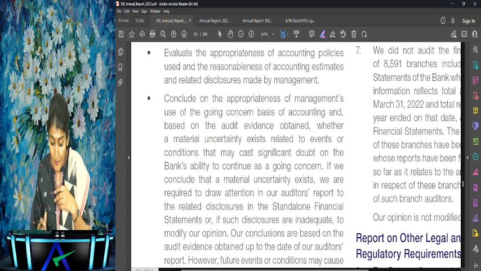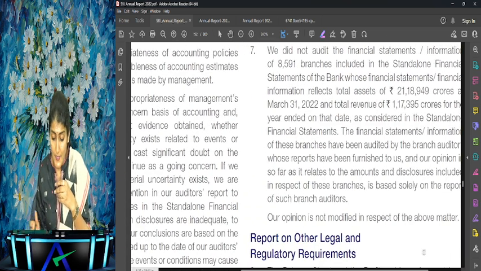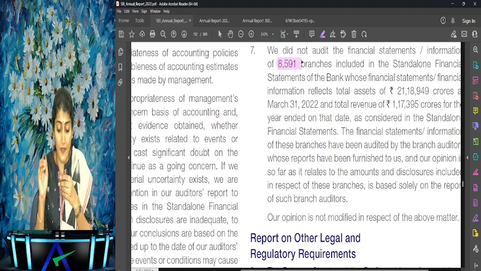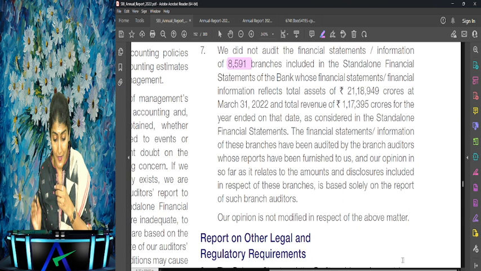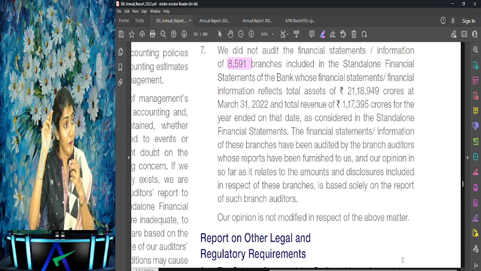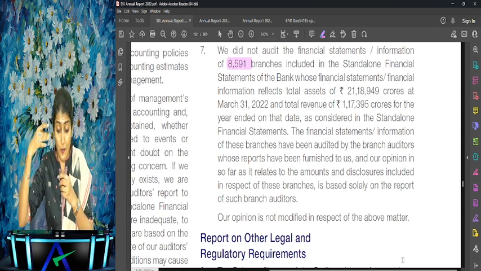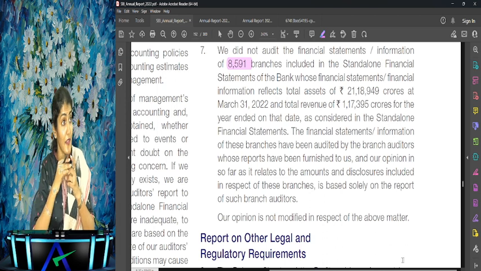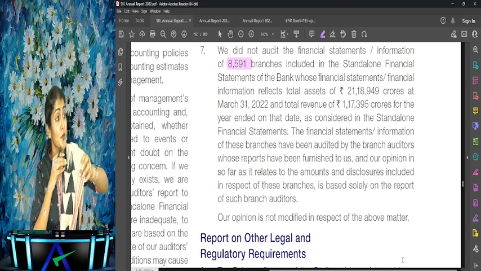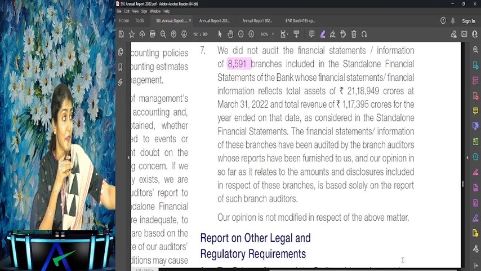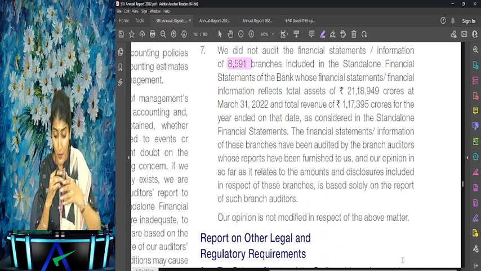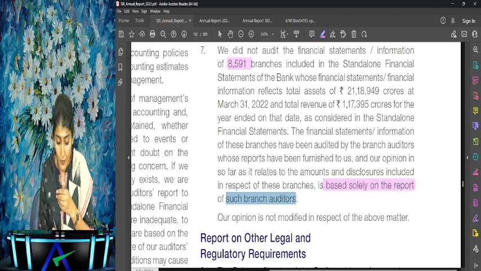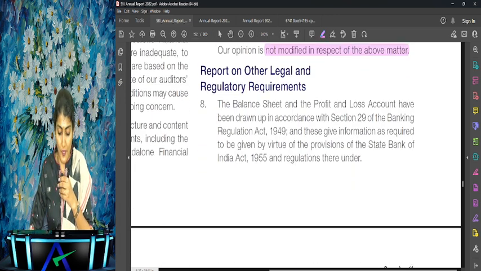Then what does it say? We did not audit the financial statements of 8,591 branches. So many branches were not audited by the SCA. Who is SCA? The statutory central auditor. These were audited by the other auditors. Like you remember in case of Reliance Industries, 299 subsidiaries were audited by another auditor. Here it says 8,000 branches have been audited by the other auditors. And our report is based solely on the report of such branch auditors. And our opinion is not modified in respect of this matter.